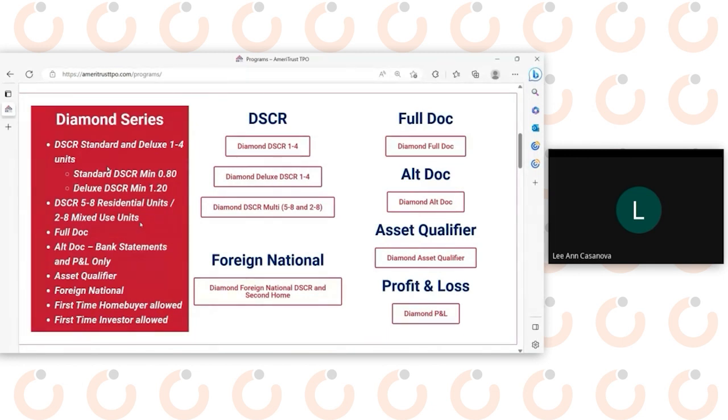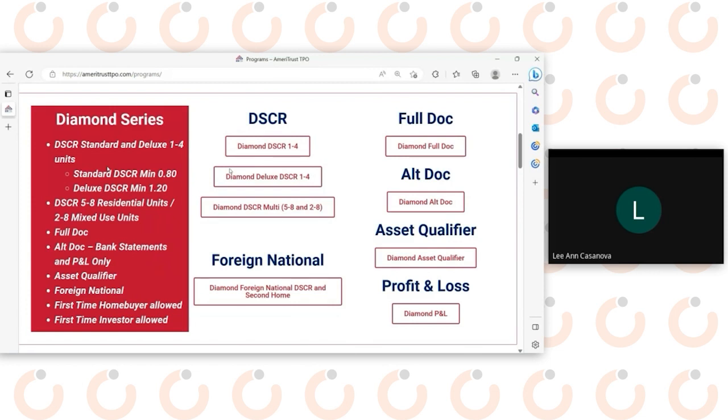Diamond can accommodate a first-time home buyer and a first-time investor. The only thing you have to provide is that the person has to be a renter today. They cannot live at home with mom and dad. Okay. So as long as they're renting and you can verify and get the canceled checks for the rent for the last 12 months, you're good to go. This is your home. You can save loans, first-time home buyer, first-time investor.